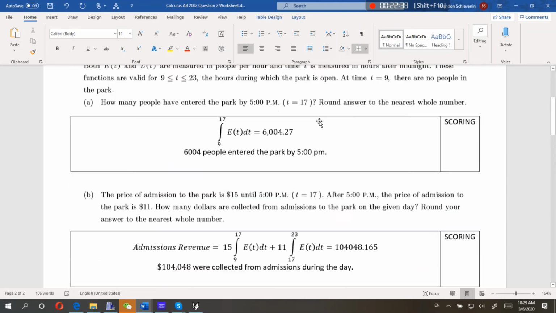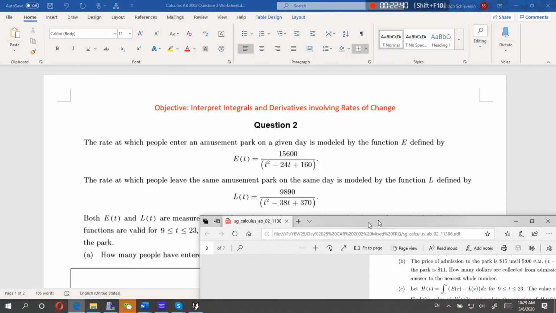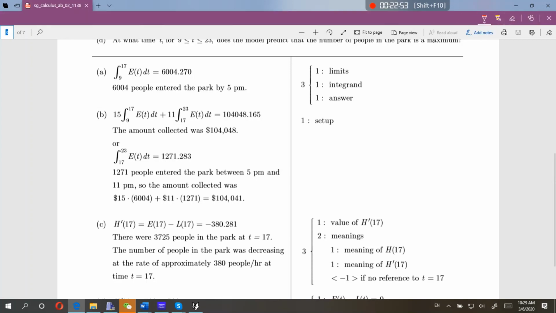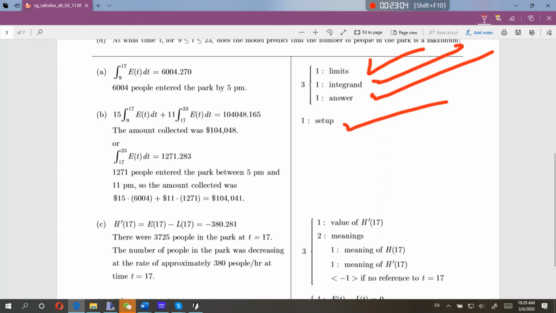Okay, so let's score really quick and we'll see how we did. Okay, we had 6,004 people. We're getting the answer, so our integrand and limits should be good. So we're okay with part 1. Limits, integrand, and answer. Set up for part 2, 15 times 9 is 17, 11 times 17 is 23. Okay, we got that. Then meanings and value. Okay, we've got negative 380. Okay, that's the same. Meanings: the number of people in the park at 5 p.m., and the rate at which people are decreasing at that hour.